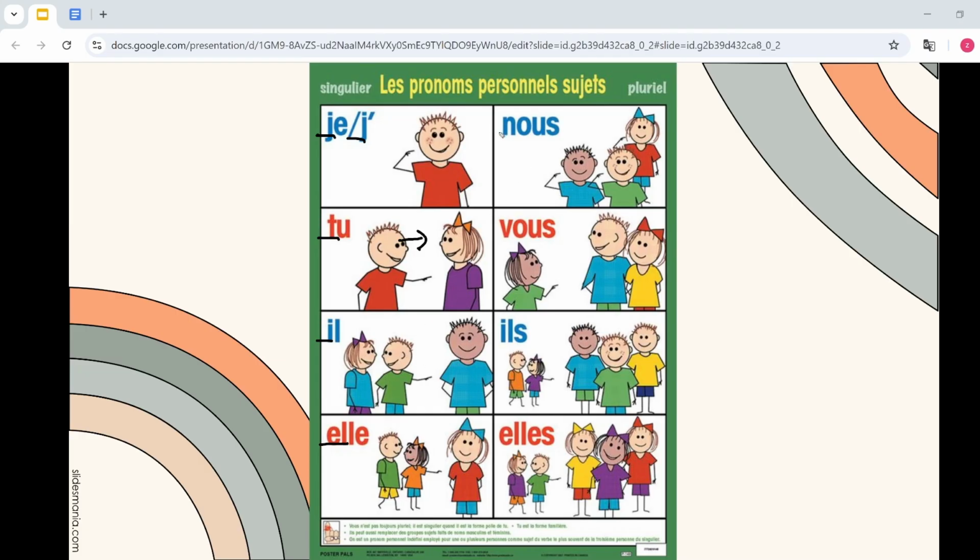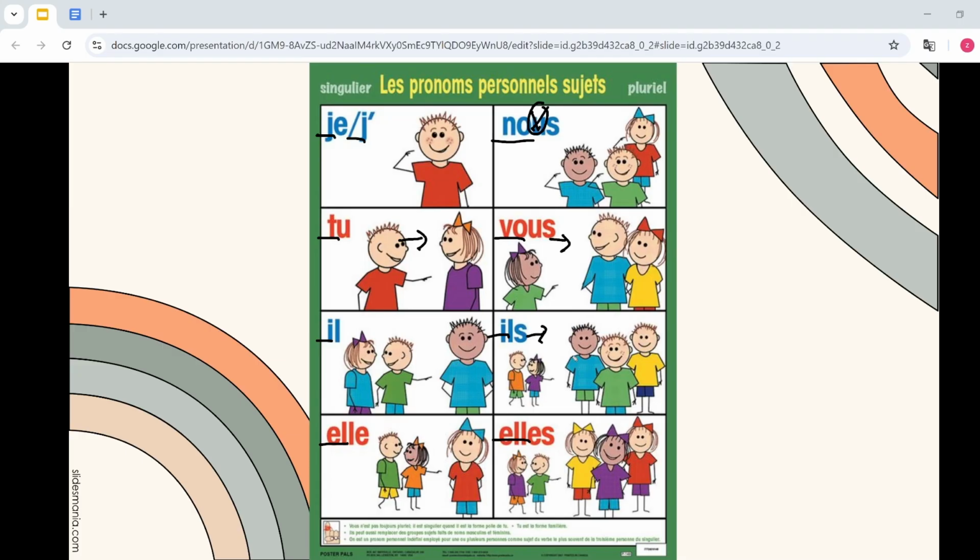If you really wanted to, you can use nous instead. Notice I did not pronounce the S over here. We do not pronounce that. And this is for a group of people, including yourself. Vous is for when you are talking to another group of people, not including yourself, or we are trying to be formal or respectful. Our last category is il pluriel, elle pluriel.